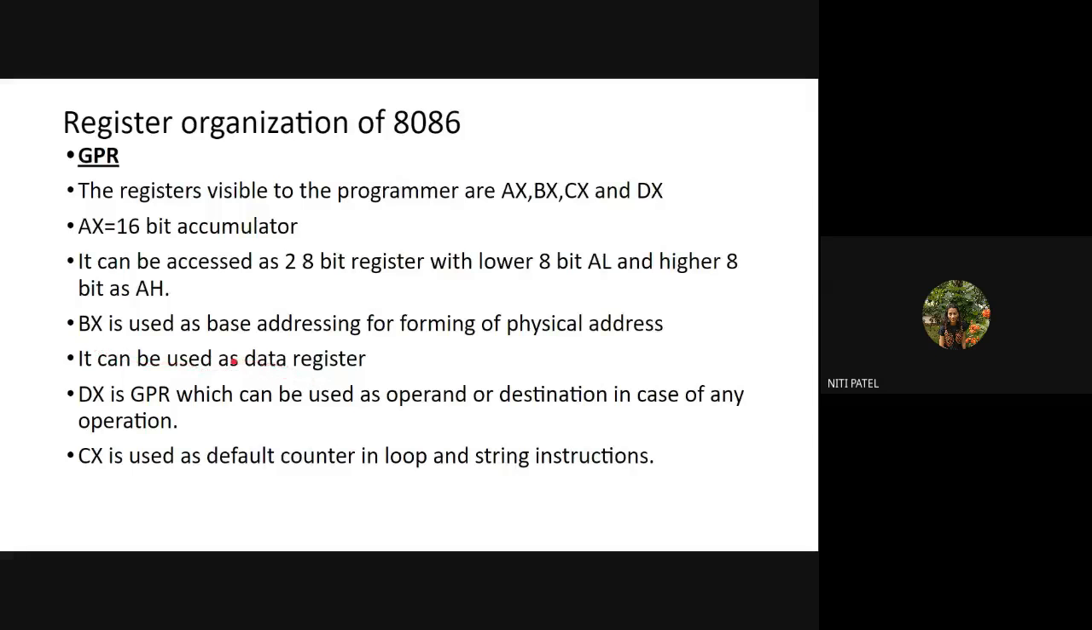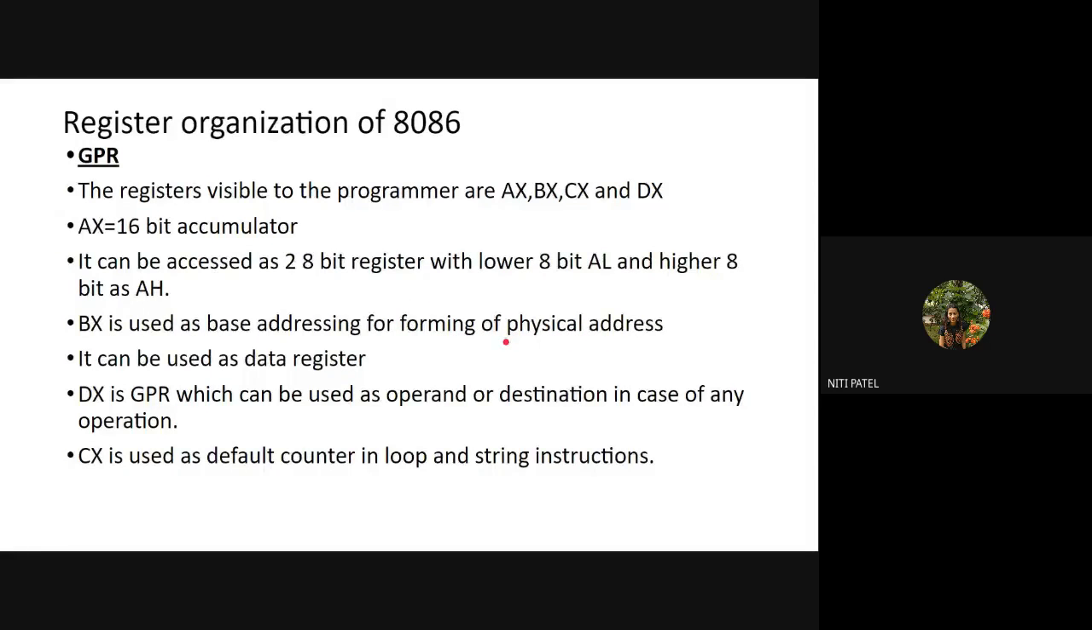It is also used as data register. So your data will be stored inside which register? Inside the BX register. Okay. But majorly it is used for performing the conversion of logical address into physical address.